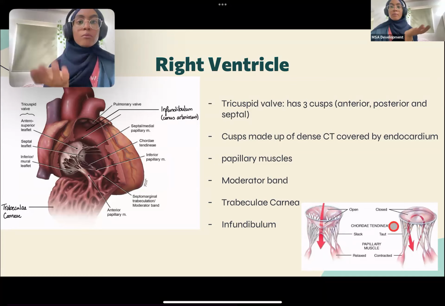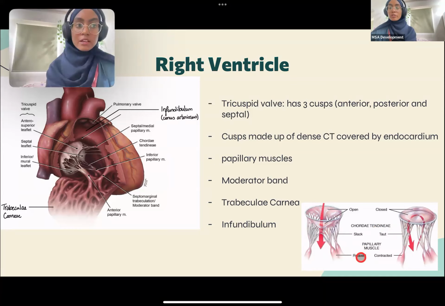During diastole, when blood moves from the atria to the ventricles, the papillary muscles are relaxed, so the chordae tendineae are slack, and the AV valve is open. Papillary muscles. Okay. Moderator band.